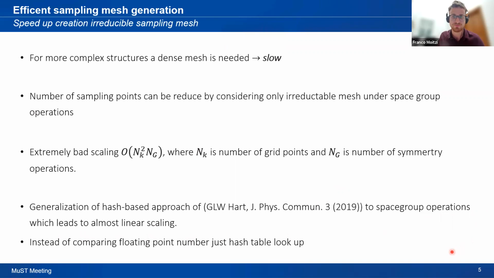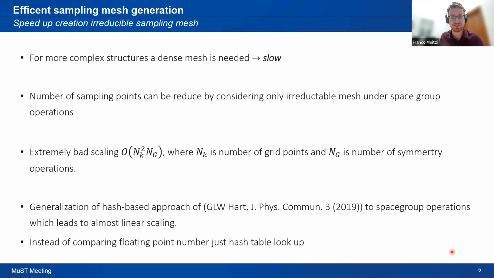Normally, for every point, so for every vector in the lattice on the grid, one applies the space group operation and gets a new vector. And then one has to check, by looping through all vectors, whether this vector has already been considered. And this is the heavy operation.